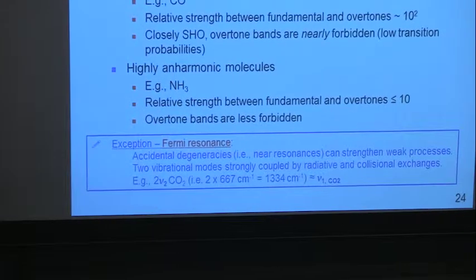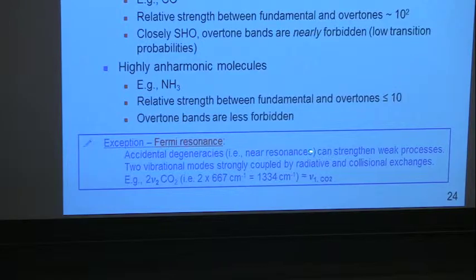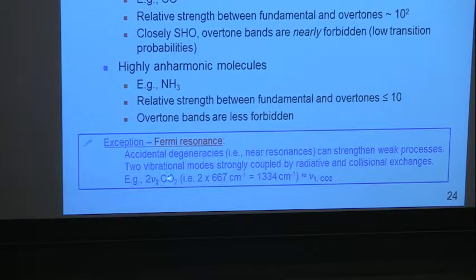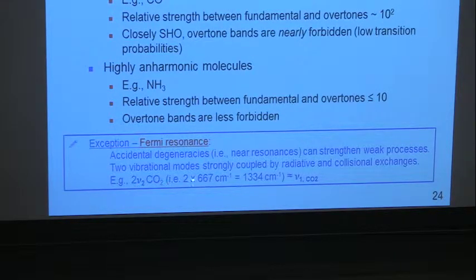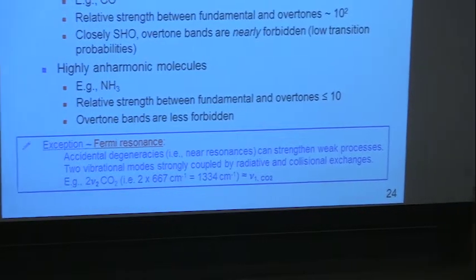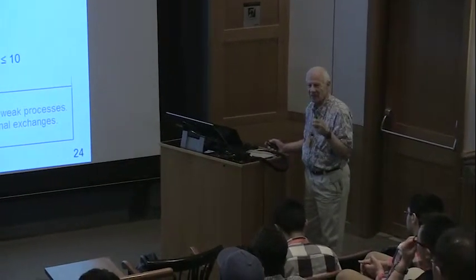Now there's some exceptions. Molecules like resonances. If you have situations where there are degeneracies, here's a good example. In CO2, the nu 2 motion has 667 wave numbers. It happens that 2 times nu 2 is 1334, which is very, very close to nu 1. Therefore, nu 1 and nu 2 really like to talk to each other. Molecules can easily switch from having their energy in nu 1 to nu 2, and go back and forth.